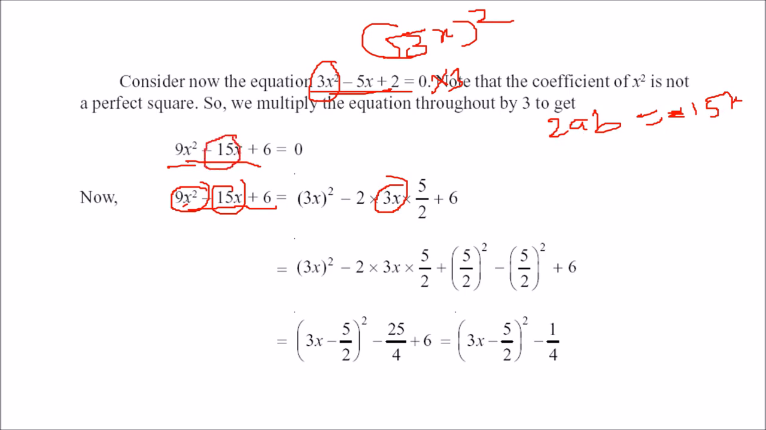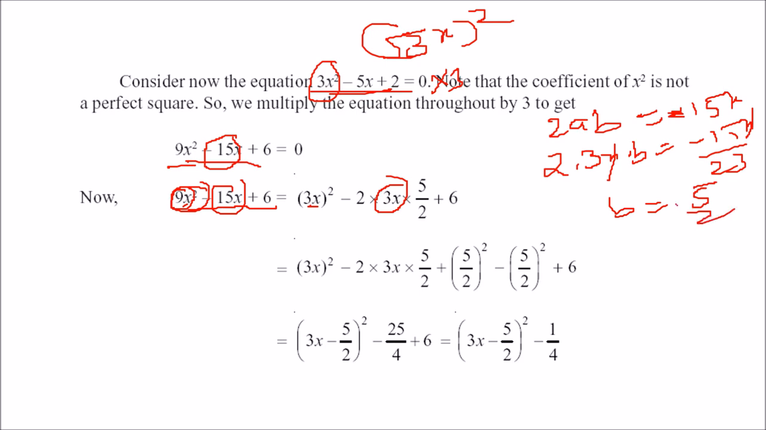Now we know that we have made 9x square, that is (3x) square, so a is 3x. 2 into 3x into b equal to minus 15x. Cancel it out. Take 3 here, take 2 also here. So what do we get? We get b equal to 5 by 2, that is minus 5 by 2. So b is nothing but 5 by 2. So that is (3x) square minus 2 into a into b, 5 by 2 has come from here, plus 6.